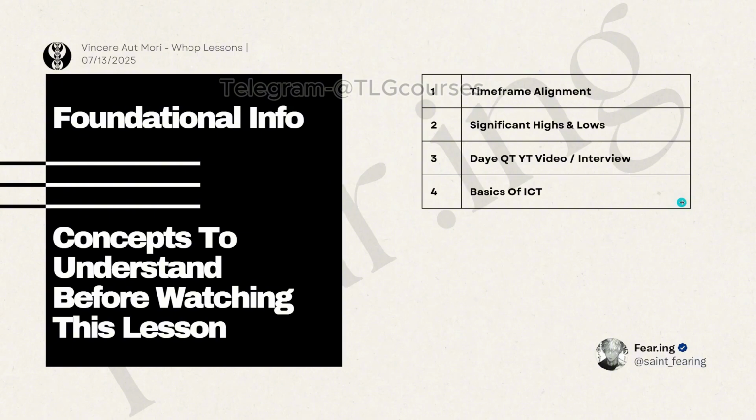Now, before we actually get on to what it is, we have to first understand time frame alignment, significant highs and lows, both of which are in videos prior to this one, so make sure you've already watched those before you watch this one. Additionally, if you want to fully understand the logic of QT, how the quarters work, why they work, go watch the Day QT YouTube video, the free one, alongside his interview with Words of Wisdom.